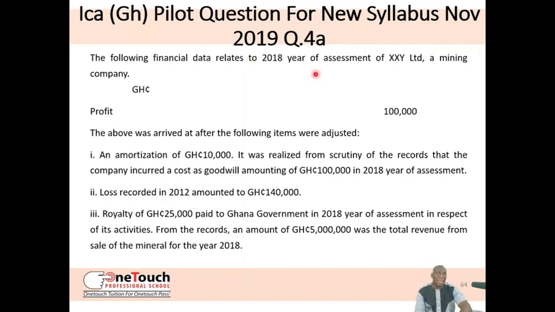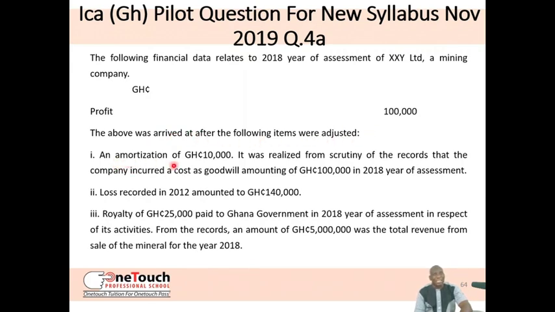The following financial data relates to 2018 year of assessment of SX Limited, a mining company. Now look at the profit. Profit is 100,000. The above was arrived at. Now we're going to apply all what we've learned. The above was arrived at after the following items were adjusted.